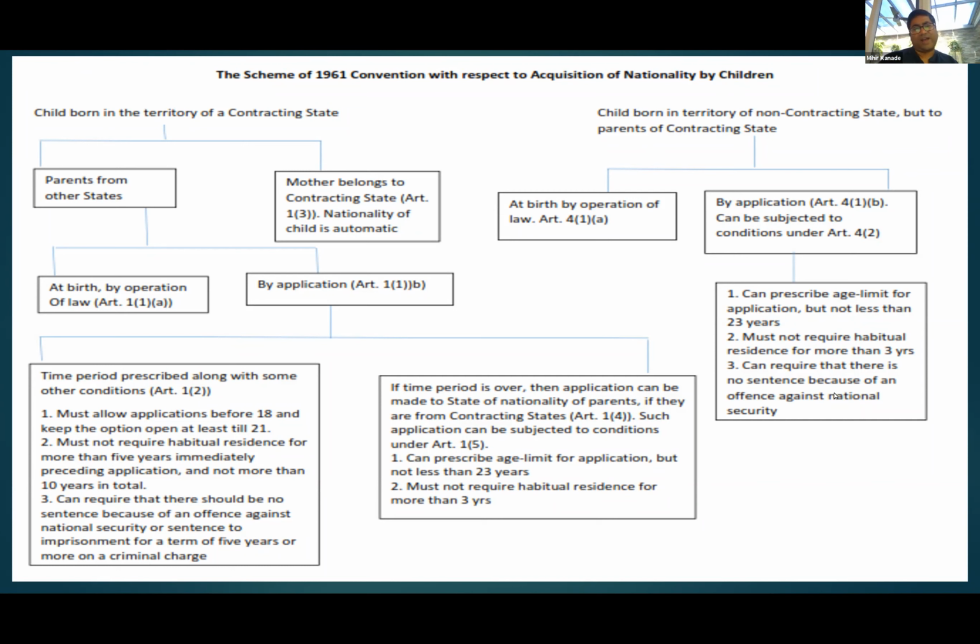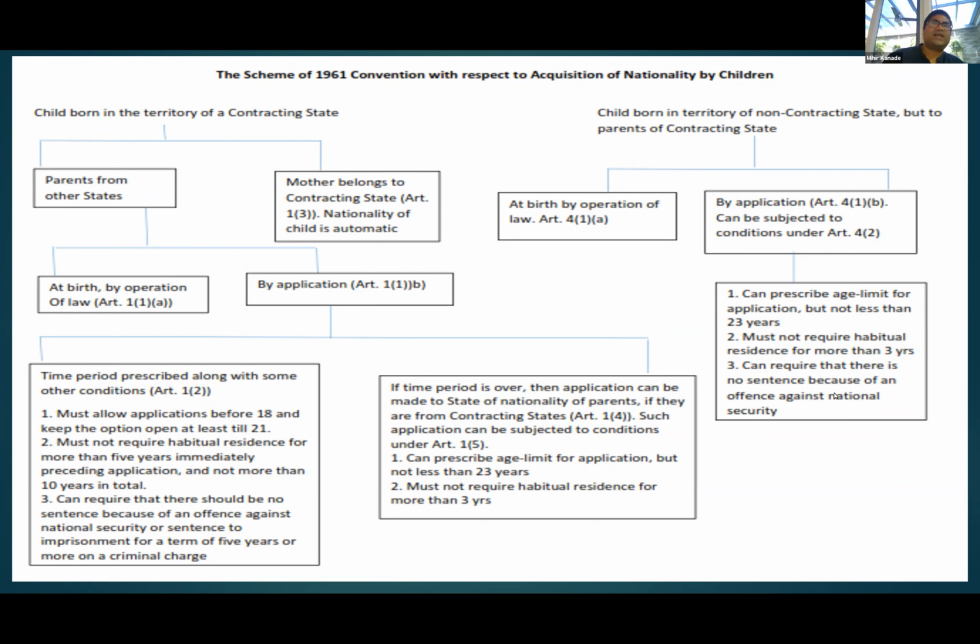But countries are not obliged to have such laws that automatically confer nationality at birth. They can also have a system where acquisition of nationality can be by application. So applying for nationality, and such applications can be filed by parents from other states on behalf of the child who is otherwise stateless, born on the territory of a country that is a party to the 1961 convention. So again, here, two circumstances. Number one, where the time period is prescribed by the state concerned for when the application can be made, along with some other conditions. So the convention allows countries to prescribe a maximum time period within which the application for acquisition of nationality must be made, and beyond which no application would be considered.